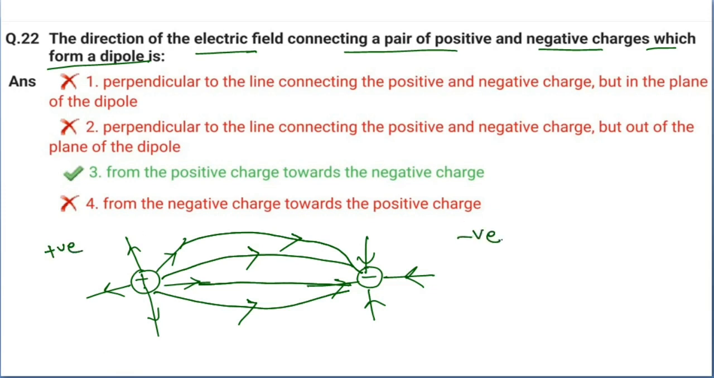Option 1, perpendicular to the line connecting the positive and negative charge but in the plane of the dipole. Second, perpendicular to the line connecting the positive and negative charge but out of the plane of the dipole. Third, from the positive charge towards the negative charge. Fourth, from the negative charge towards the positive charge. As you can see, the third option is correct, because the electric field lines go from the positive charge towards the negative charge. So option 3 is the correct answer.